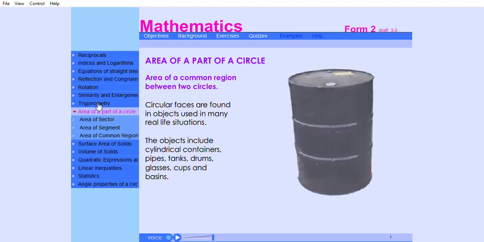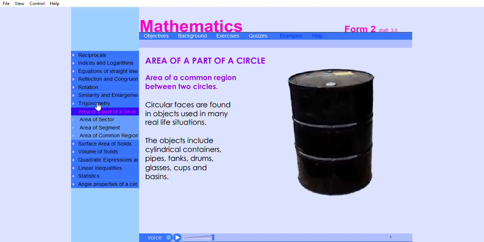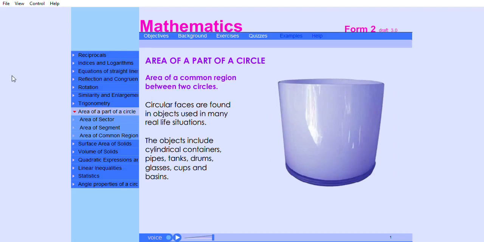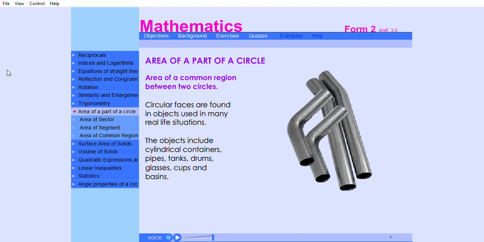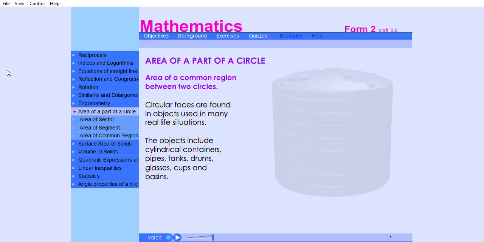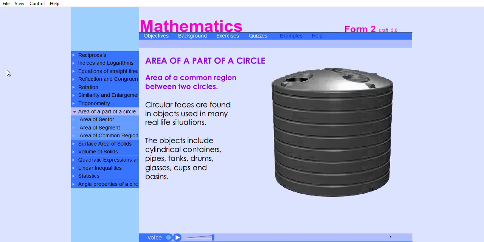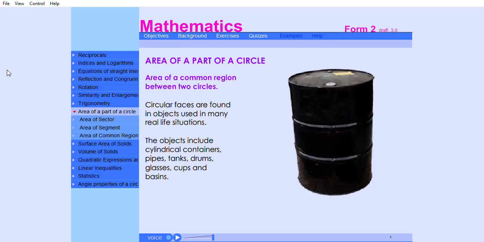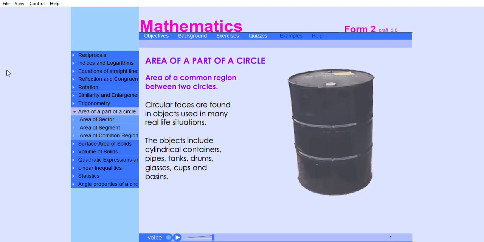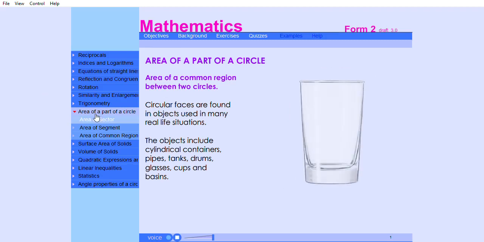Containers, pipes, tanks, drums, glass. Area of a part of a circle. Subtopic: area of a common region between two circles. Circular faces are found in objects used in many real-life situations. The objects include cylindrical containers, pipes, tanks, drums, glasses, cups, and basins.